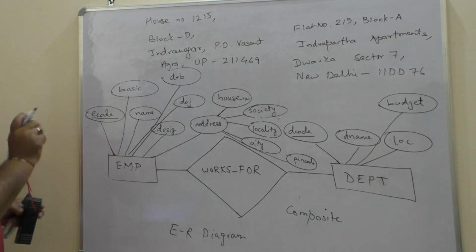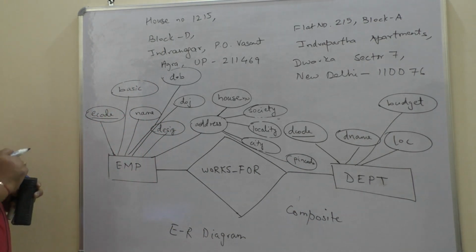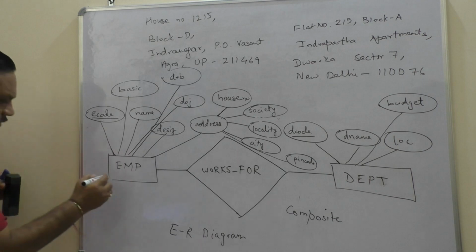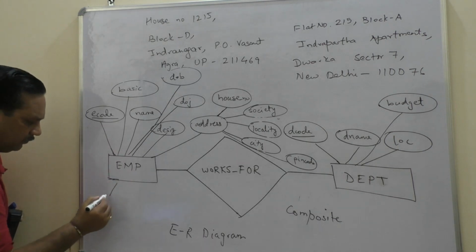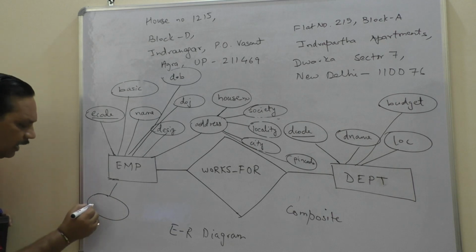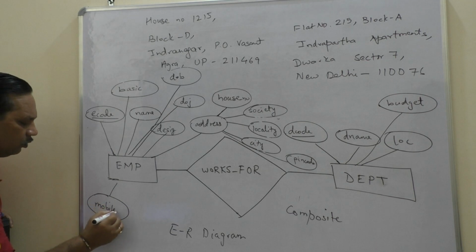Now I could be having a multi-valued attribute. Can you tell me what is a multi-valued attribute? Can you give me an example of a multi-valued attribute? I'll show you. Now see, I don't have space. If you don't have space, you can put the column names here also. Like if I say mobile number. I hope you're now getting it.